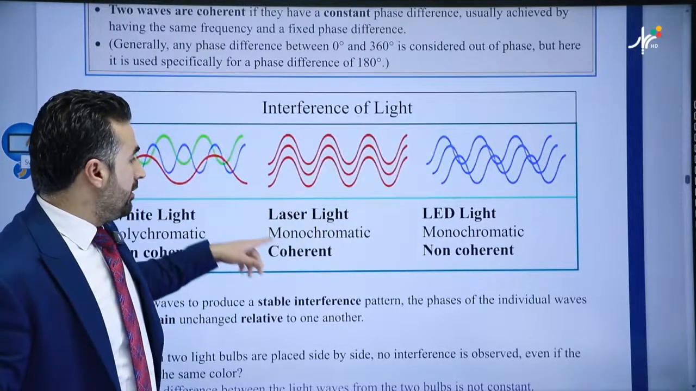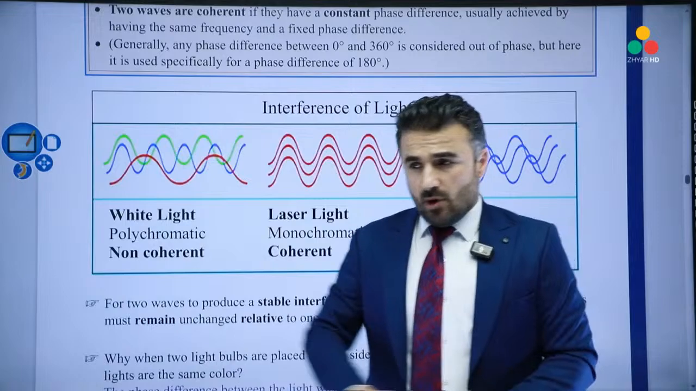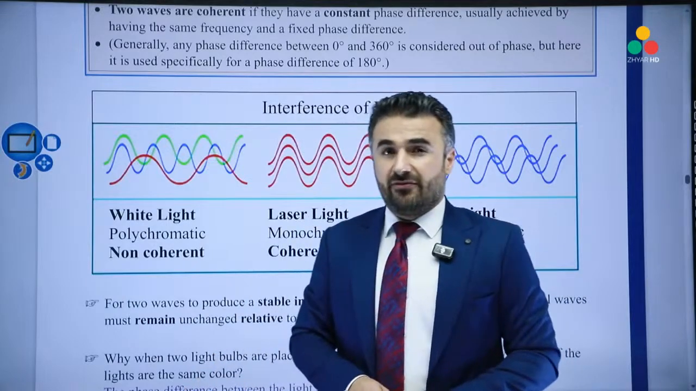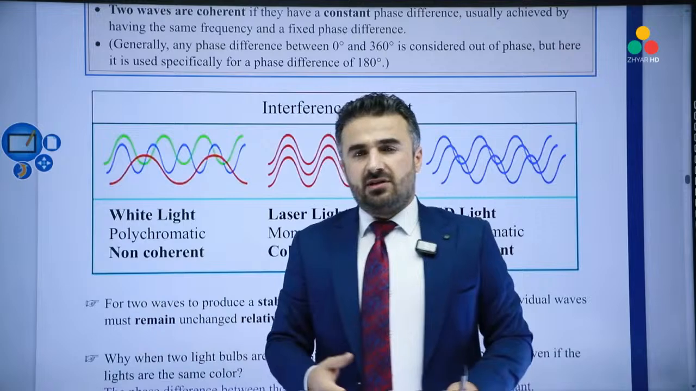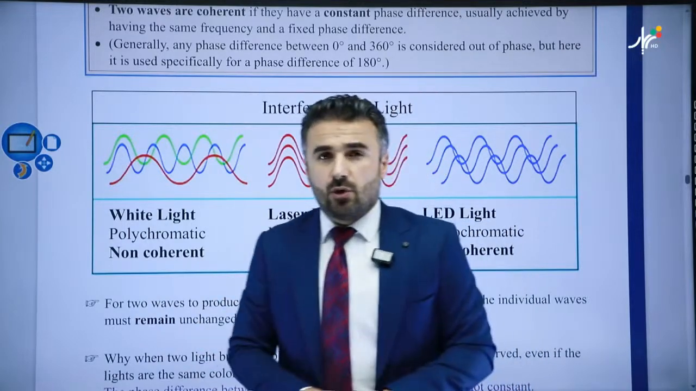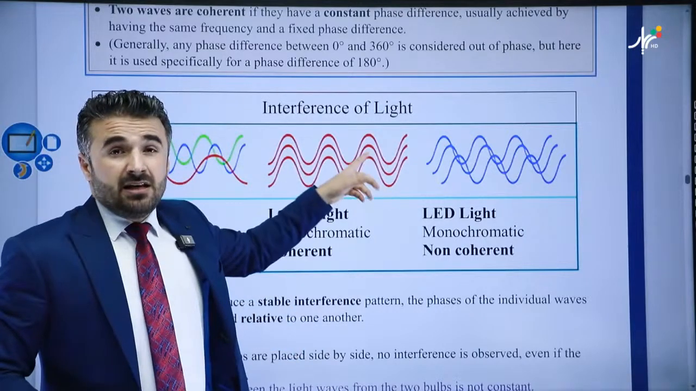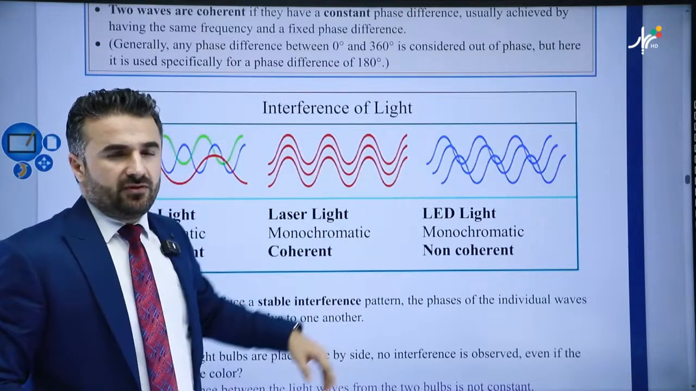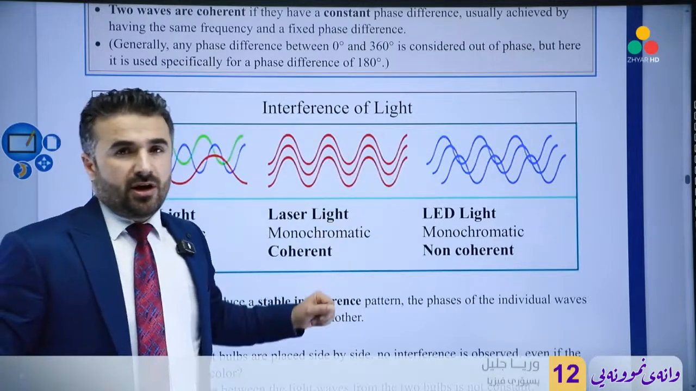Now we have another type of light. If it is a single color, for example light from a laser, that is monochromatic. Mono, that is a single color. And if it is a single color, we'll have the same phase difference, the same frequency and wavelength. That can be called coherent, yeah? Because they will maintain a constant phase difference along the way. So that is called coherence.